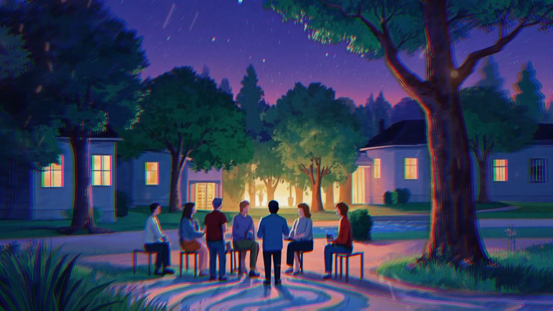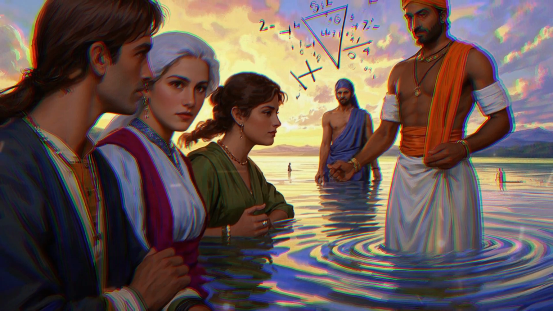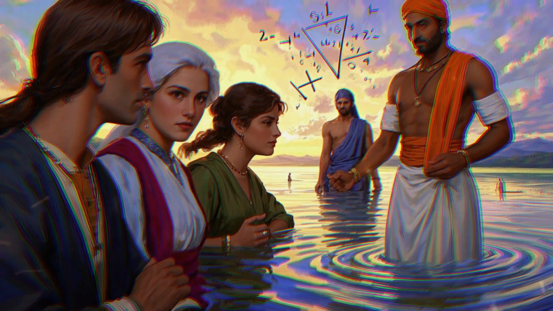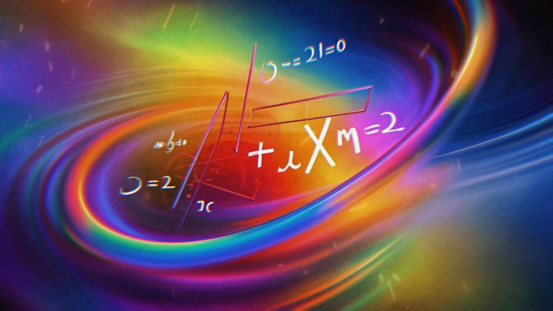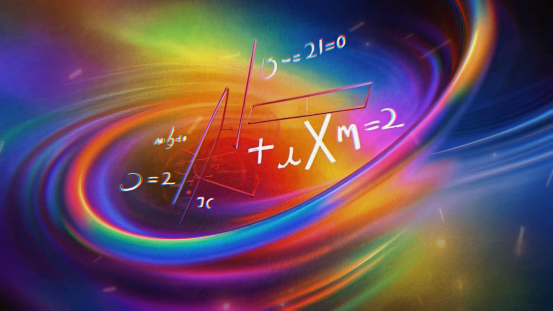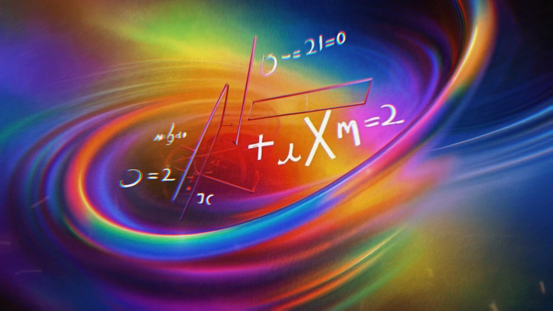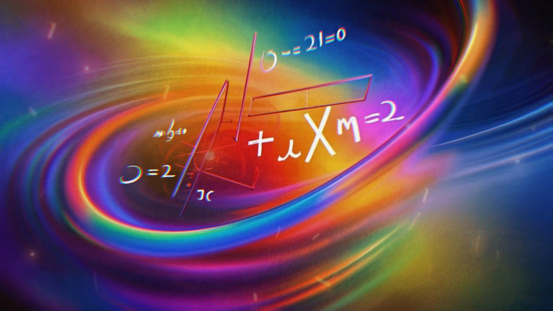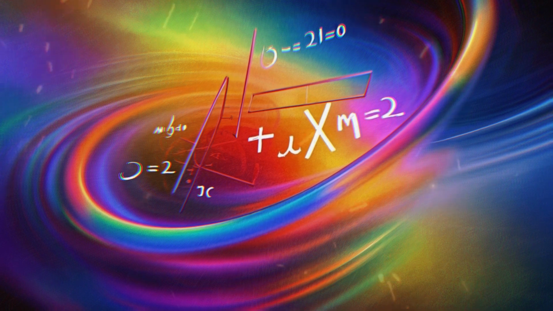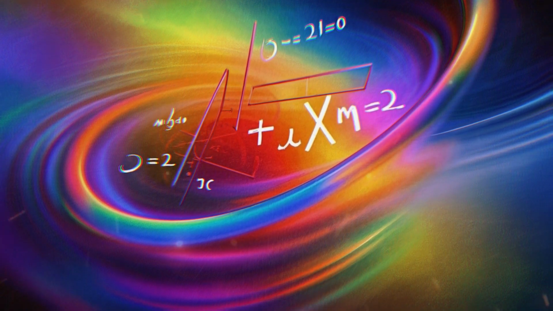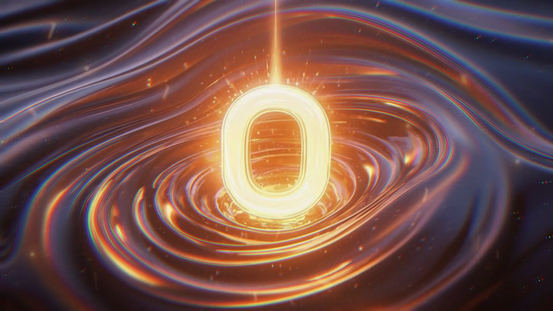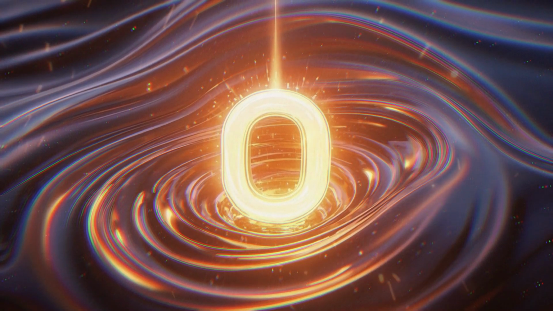This cultural foundation allowed Indian mathematicians to make the conceptual leap that had eluded other civilizations. They recognized that mathematics wasn't just about counting things that existed, but about understanding the relationships between existence and non-existence. Zero wasn't an absence of number. It was the number that made all other numbers possible.